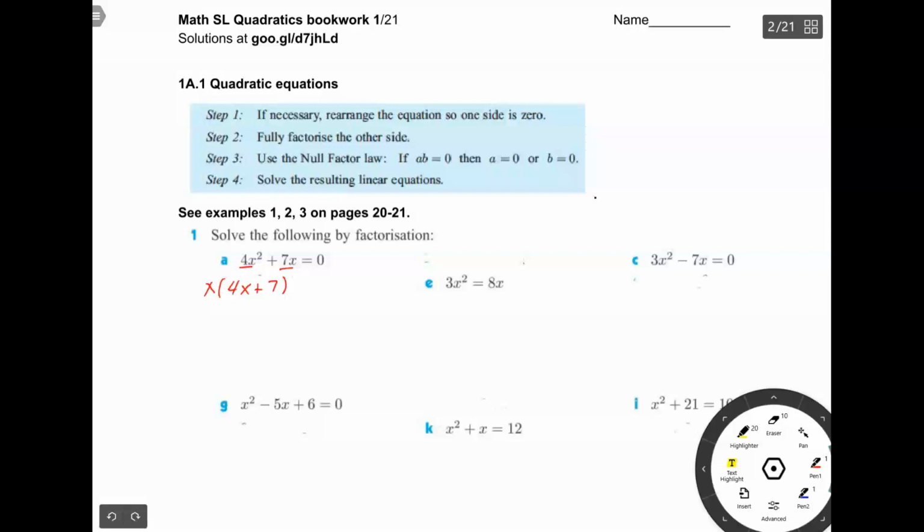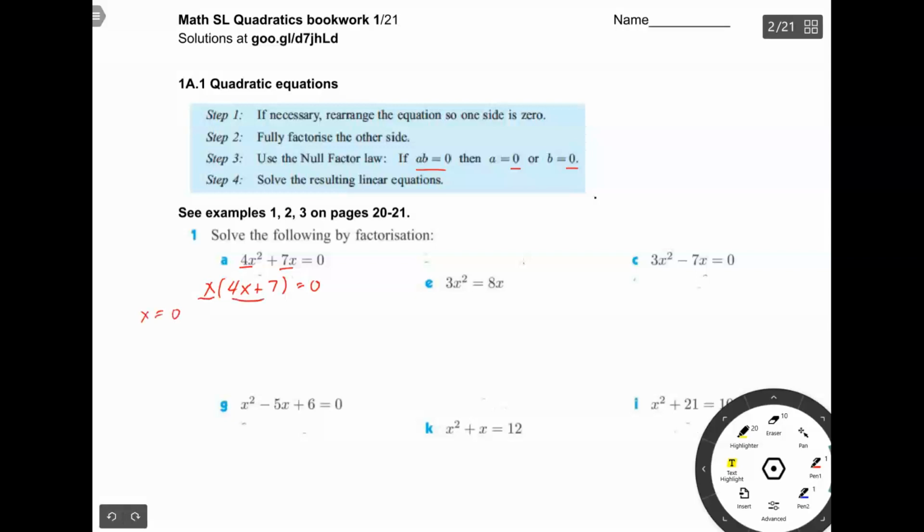Now they want us to solve the equation, and if these two together are multiplied to equal 0, we're going to use the null factor law, which is that if two things multiplied together are equal to 0, then either the first thing has to be 0 or the second thing has to be 0, not necessarily both, okay? Now, in this particular case, if I say that the first thing is 0, basically what I'm doing is I'm saying that the solution is x equals 0.